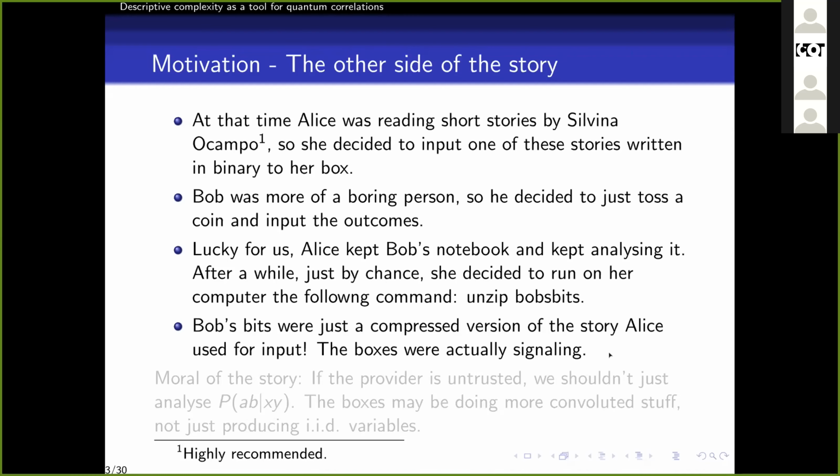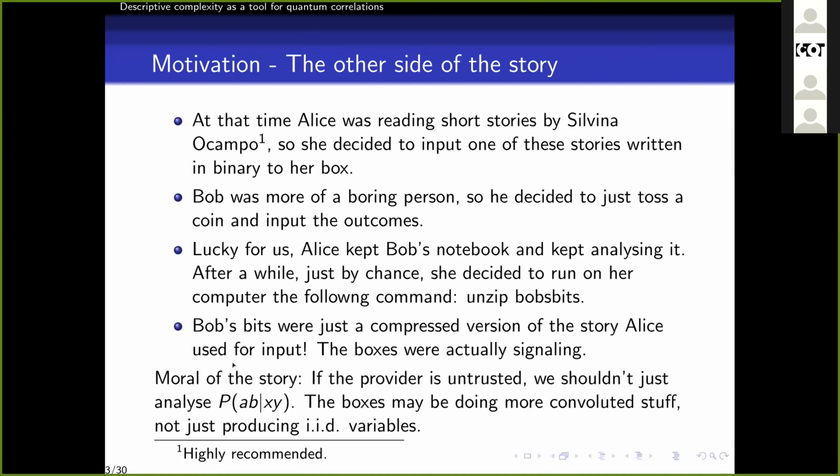So what's the moral of this story? If the provider is untrusted, as is the case, we shouldn't just analyze the probability of AB given XY, because maybe the boxes are doing some more convoluted stuff, okay? They are not just providing IID variables. So this is the motivation for what I'm going to tell you during this tutorial. I forgot to tell you that if you want to interrupt with questions, I'm okay with that.